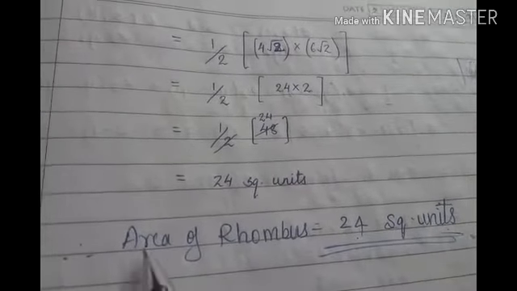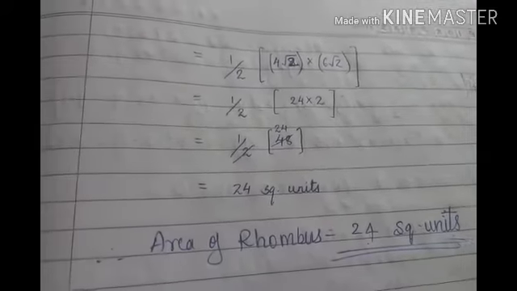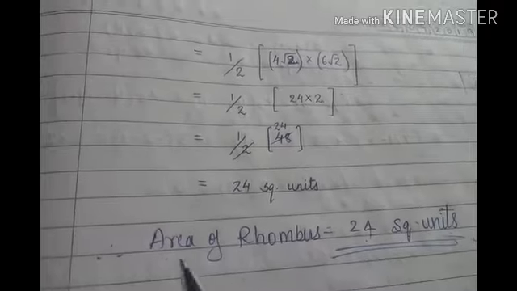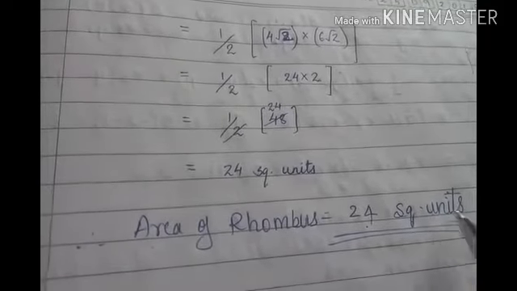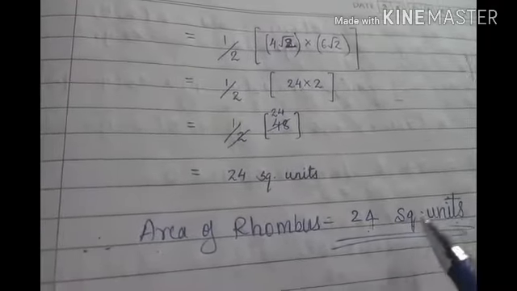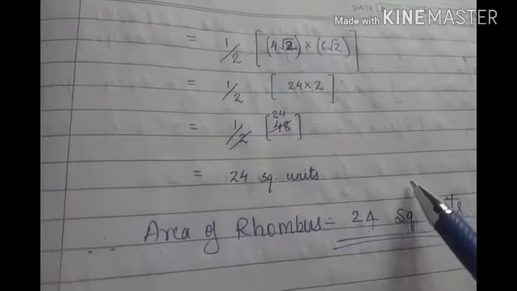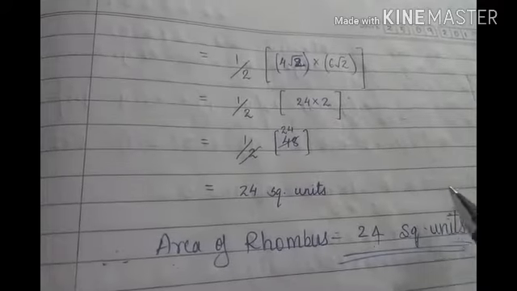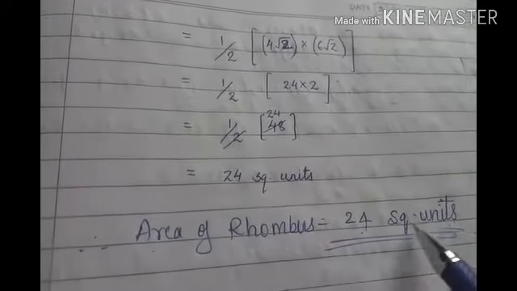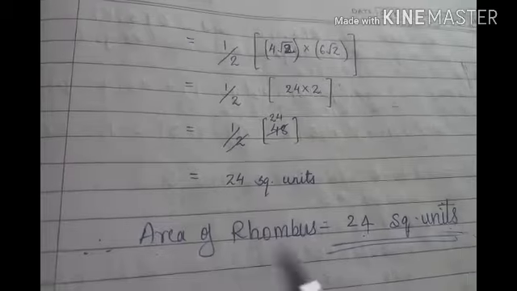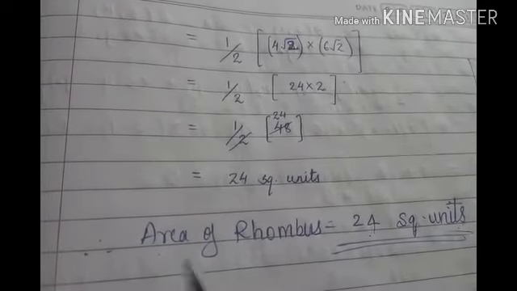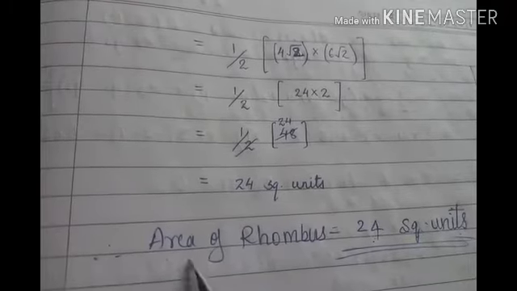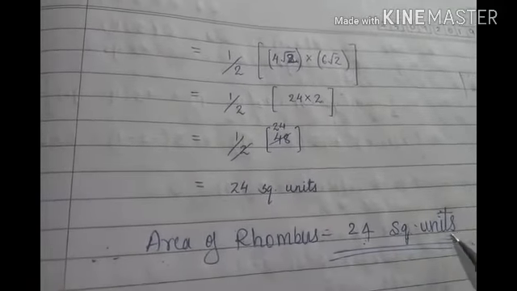Very important, since it is area, and in coordinate geometry you are not given whether it is centimeter, meter or anything like that, you have to write it as units. So 24, but area is in square units like cm square, meter square, etc. Since centimeter, meter units are not given, we write it as square units. If you don't write this statement, you will lose half mark. So ensure to write this statement: area of rhombus is 24 square units.